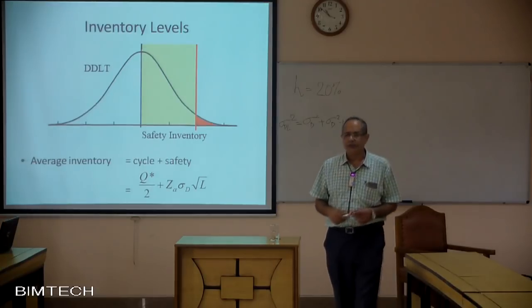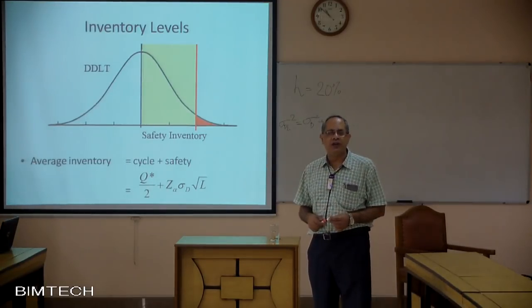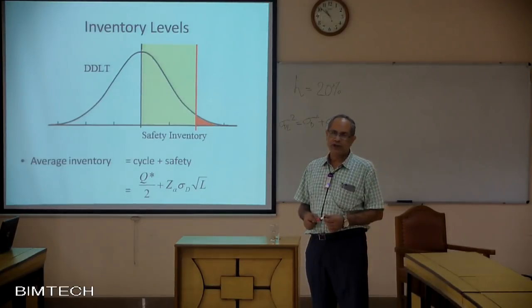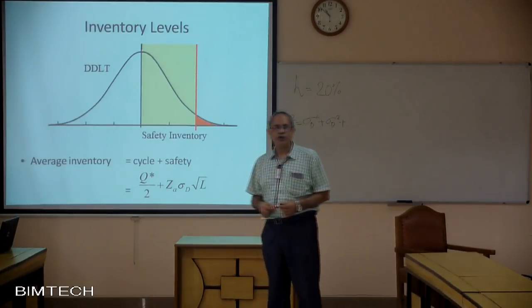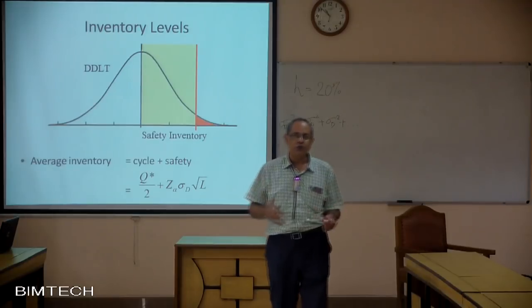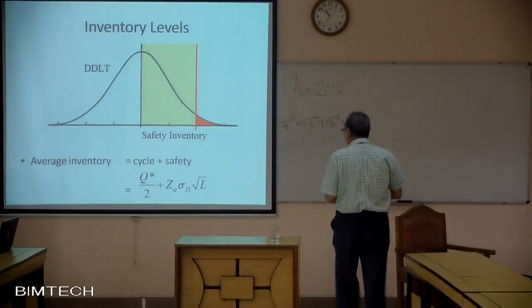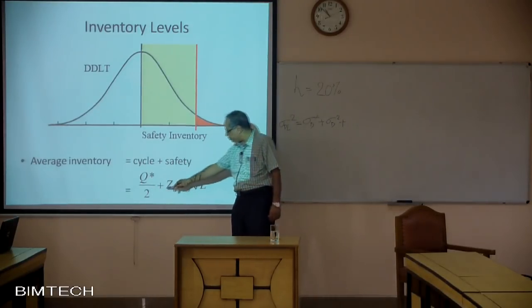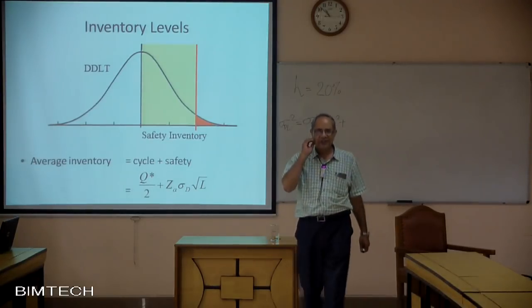And this is interesting. We are saying, what is my average inventory level at any given point in time? If you remember, in EOQ, my average inventory level at all times was Q by 2, or Q star by 2. In this case, my average inventory level is Q star by 2 plus the safety inventory.